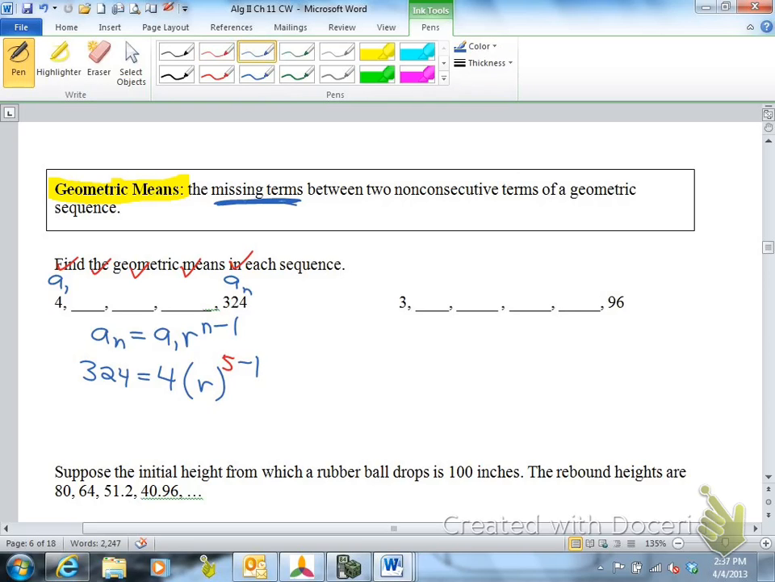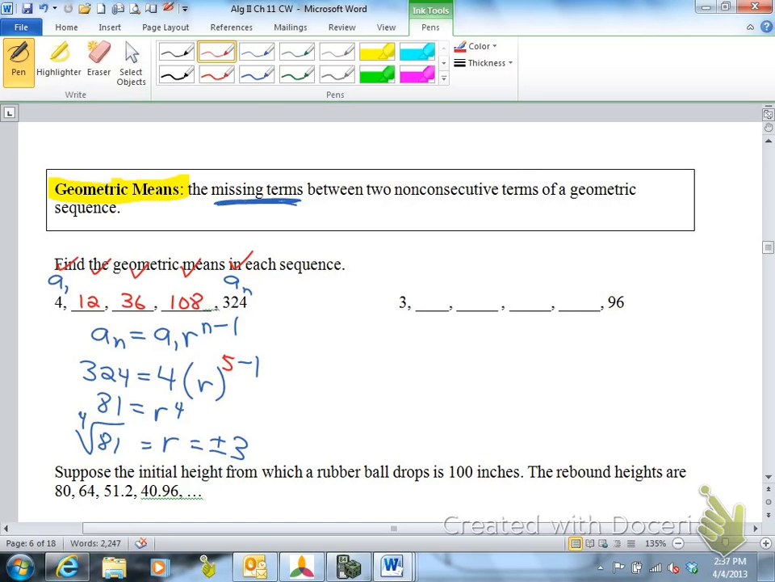So if you divide by 4, you get 81 equals r to the 4th. And to solve for r, when it has an exponent of 4, you would take a 4th root of 81, which is plus or minus 3. And in this case, you actually have to be careful, because if you plug in 3, you would get 12, multiplied by 3, 36, multiplied by 3, 108.